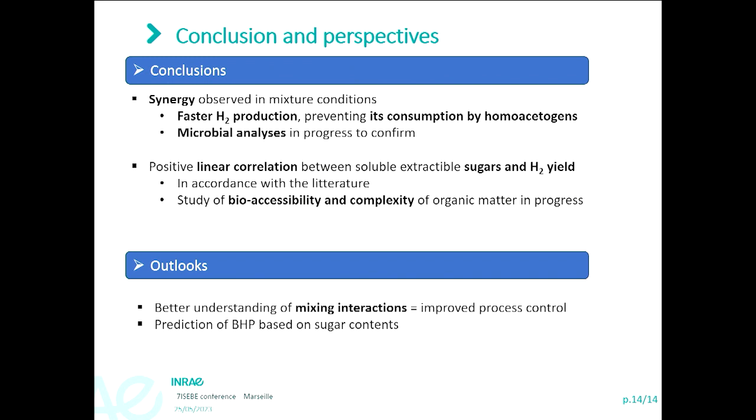We would like also to get deeper in the understanding of the correlation between the composition of a given substrate and the hydrogen yield. That's why we would like to study the bioaccessibility and the complexity of the organic matter, maybe identify a new correlation with hydrogen yield. So this study can give a better understanding of mixing interaction, even if microbial analyses are still needed to confirm our hypothesis. And it seems possible to predict the hydrogen yield of a given substrate, even if it's in mixture conditions.